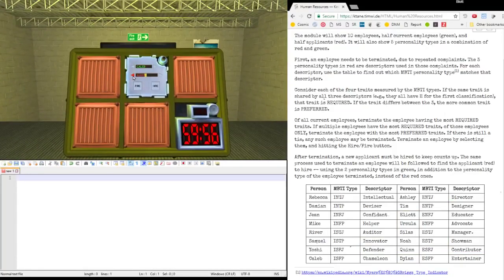There's my green names to start. There's my red titles to start. Alright, green names. We have Caleb, Yoshi, Samuel, Noah, and Tim. Red characteristics, red traits, red descriptors. We have the Auditor, the Director, and the Designer. Red names, we have Silas, Damien, Quinn, River, and Eliott.